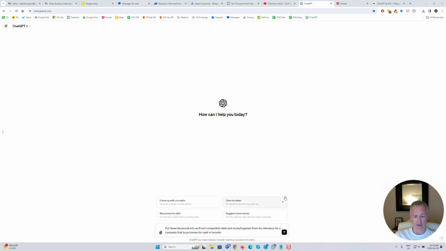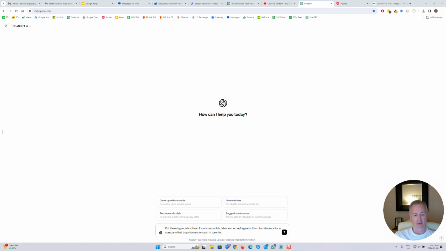So here's the sample query or prompt, and I'm going to put this in the video notes so that you can reuse this. In this example, I'm saying put these keywords into an Excel compatible table. If you don't say Excel compatible, sometimes you'll get an image, which of course you can't scrape the keywords from, and score or organize them by relevance for a company that buys homes for cash in Toronto.